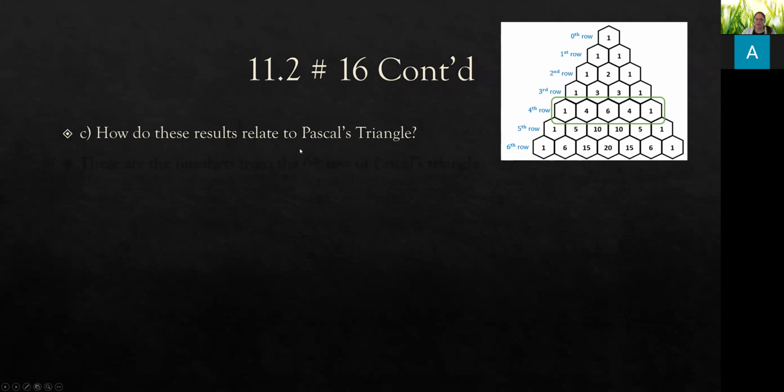How do these results relate to Pascal's triangle? They're the numbers from the 3rd row. That should really say from the 3rd row. Not sure why it says the 6th row. It should be the 3rd row.